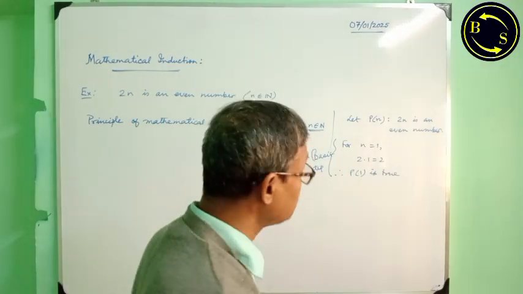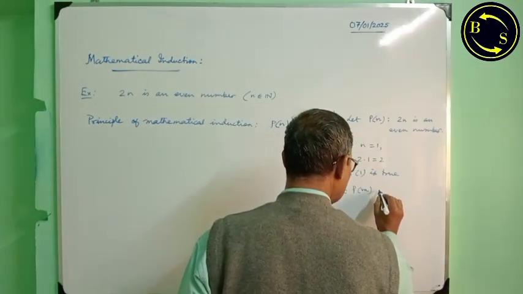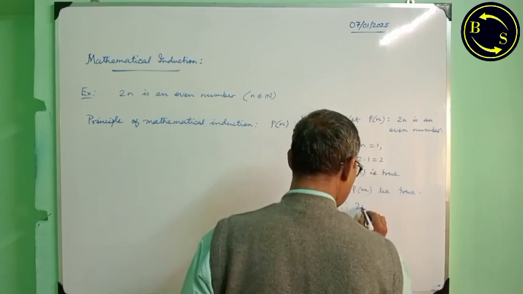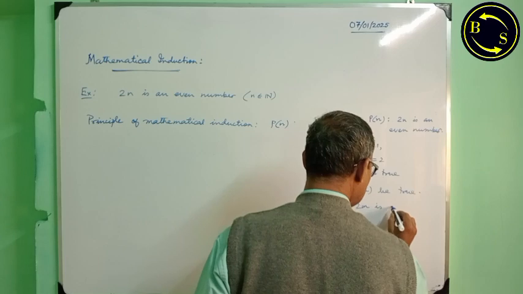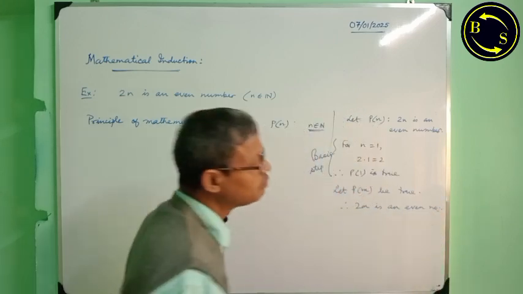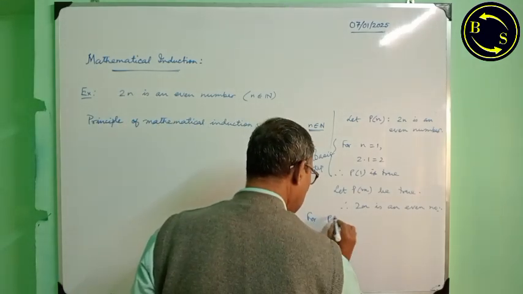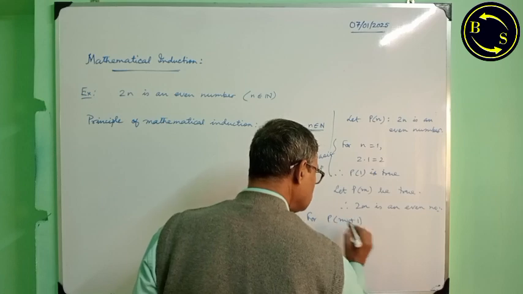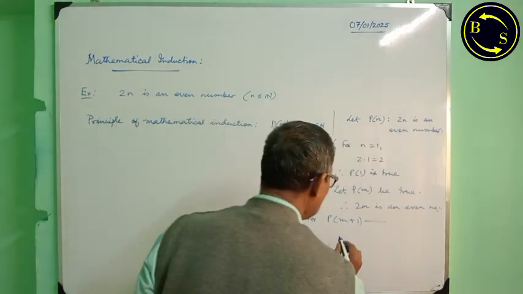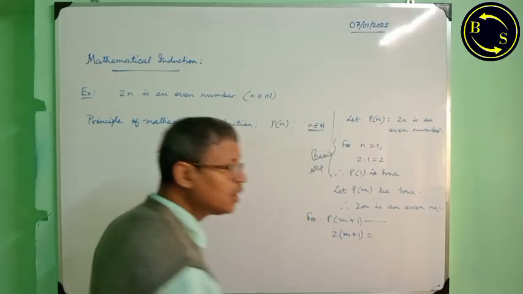Then comes the inductive step. Let Pm be true. Therefore, 2m is an even number. For Pm plus 1, 2 into m plus 1, that is equal to what?